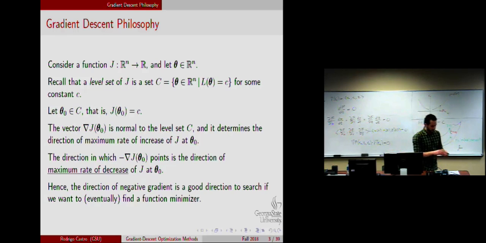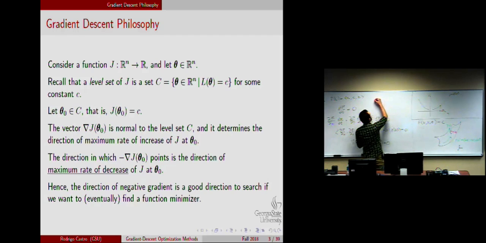So the directional derivative, I don't know what notation you use, but let me go back to the notation in our presentation.